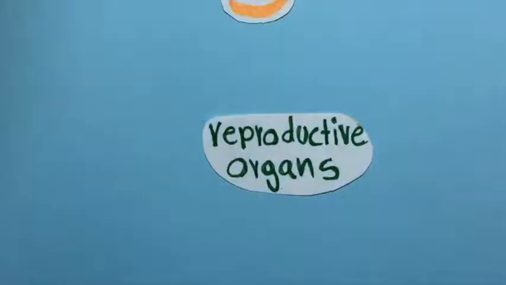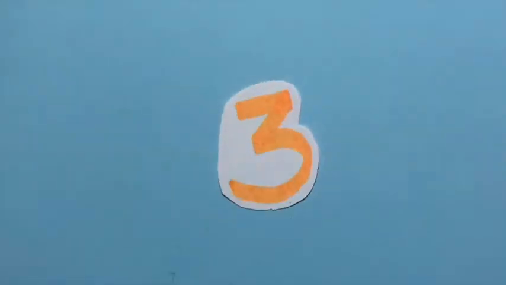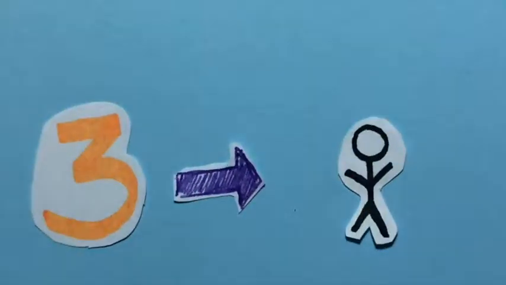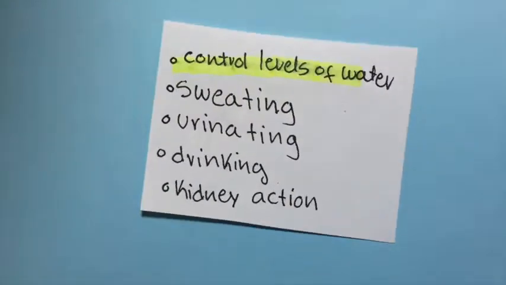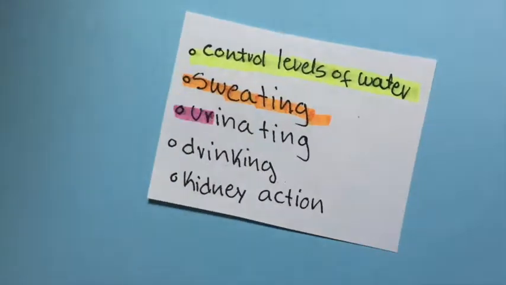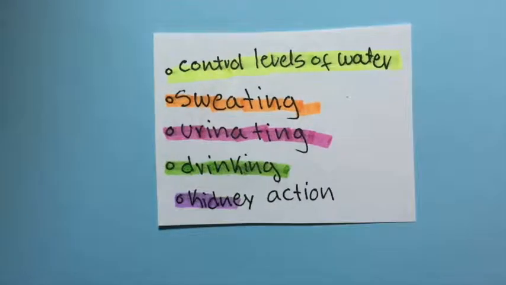This is the second function. The third function is the regulation of some body functions. The pituitary gland is in charge of controlling levels of water, sweating, urinating, drinking, and kidney action.